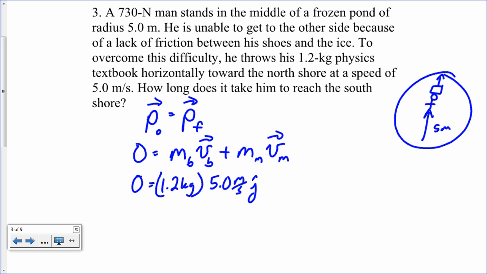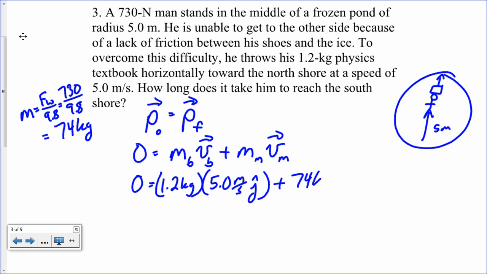That's in the positive j direction towards the north, plus the mass of the man. It says that his weight is 730 newtons. That's 730 over 9.8, and I get a mass of 74 kilograms. All right, so I got 74 kilograms times the velocity of the man, and that's what we want to solve for.